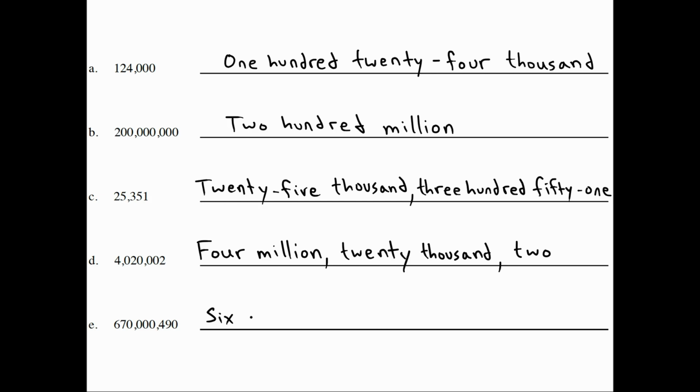Next, I'll start with 670. But that is in the millions period. We can skip over the thousands period because there's nothing in it. Put a comma, and we'll put 490 at the end. 670,490,000.